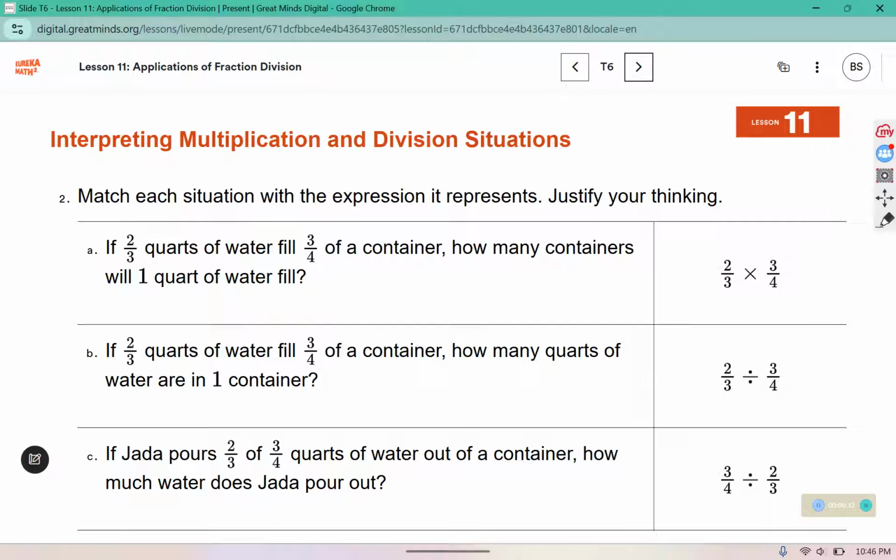Number 2, match each situation with the expression it represents. Justify your thinking. If 2/3 quarts of water fills 3/4 of a container, how many containers will 1 quart of water fill?